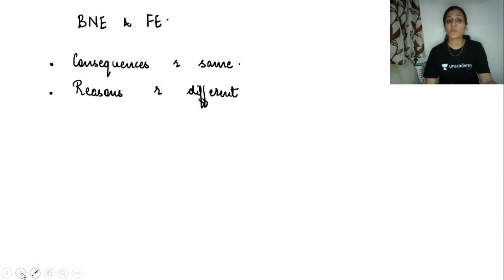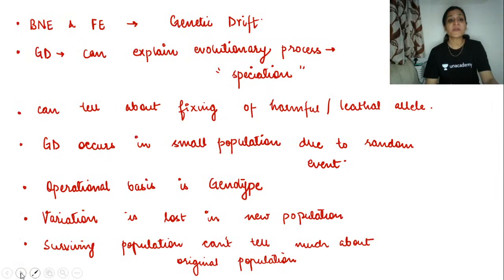Now lastly, bottleneck effect and founder effect, the consequences are the same, but the reasons of both are different. To sum up the whole thing, bottleneck effect and founder effect are both part of genetic drift. Genetic drift can give you a very good idea about speciation through the evolutionary process. In founder effect, we have seen fixing of harmful genes like Huntington's, Amish babies, and porphyria. So it can tell you better about lethal alleles also. Genetic drift occurs in a very small population. It does not occur in a large population. It is a very random event.